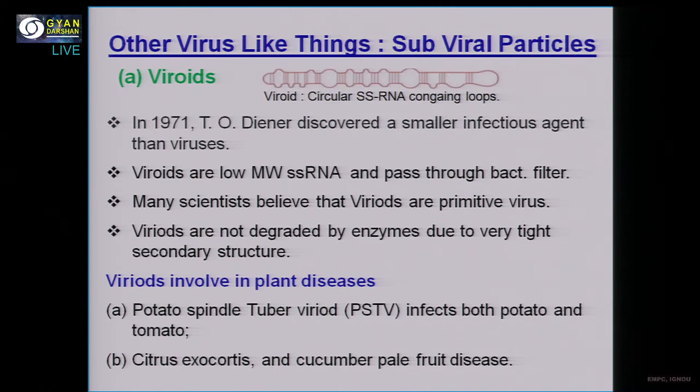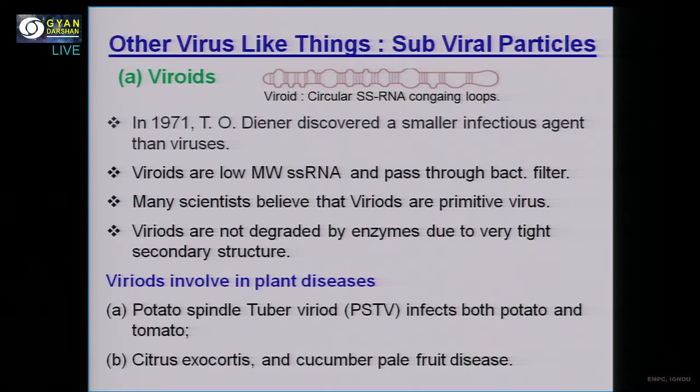You can see the structure of the viroids. It is a single-stranded RNA containing loops. You can see the various loops, which are joined together. Due to these loops, nuclease and other activity will not take place. Ultimately, this viroid will not degrade easily. Viroids are low molecular weight, single-stranded, and pass through the bacterial filter.